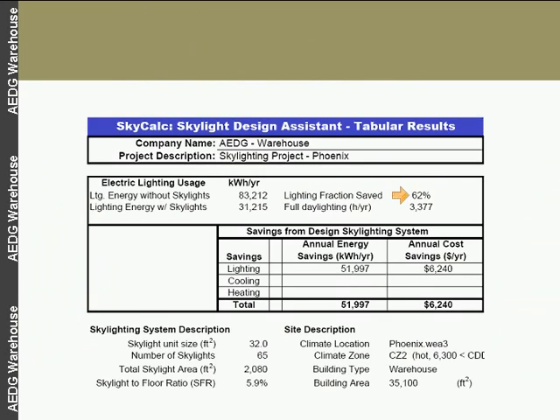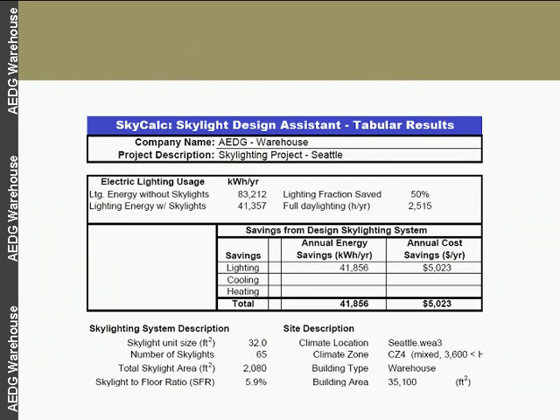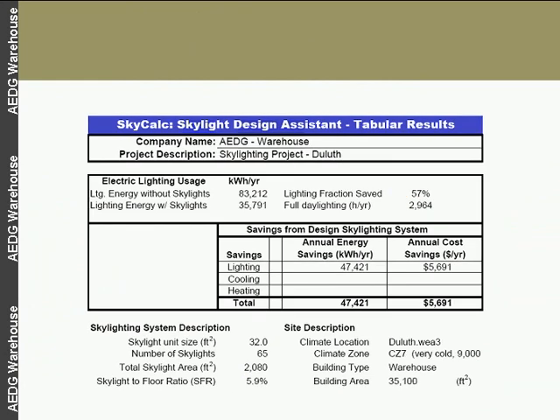In Phoenix, we got 62%. In Seattle, 50%. The daylighting in Seattle actually works pretty well. We do get a lot of overcast sky days here, but it still can work fairly well. You can see at the very bottom our skylight to floor area ratio, FR, is at 5.9%. So we're in that range where we need it to be. And then Duluth, 57% energy savings.